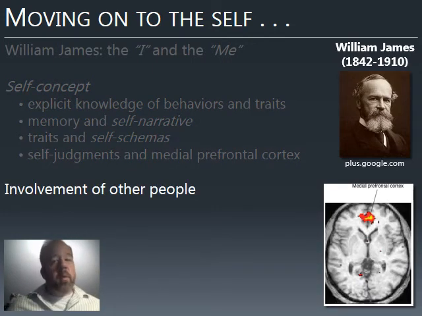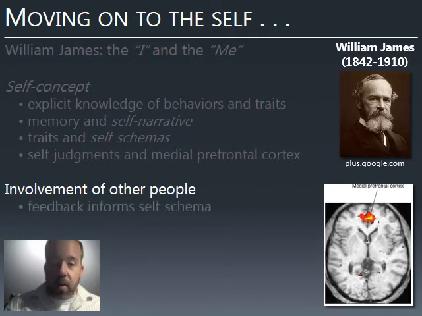And of course, a big player there is other people. So your self-schema comes from your own values, your own experience. But feedback from other people is also very important. And so it's tough to maintain a self-schema if no one agrees with the traits that you've decided upon for yourself. And so other people and feedback from other people is important as well.